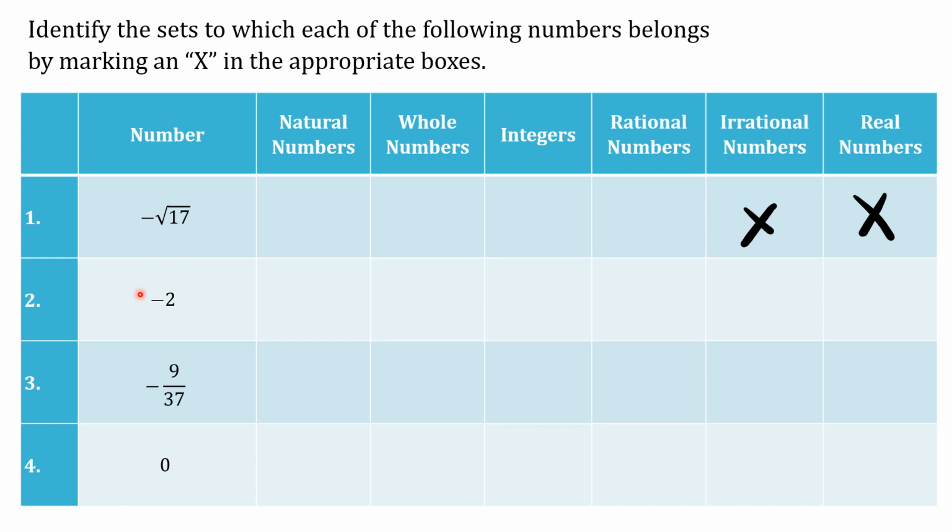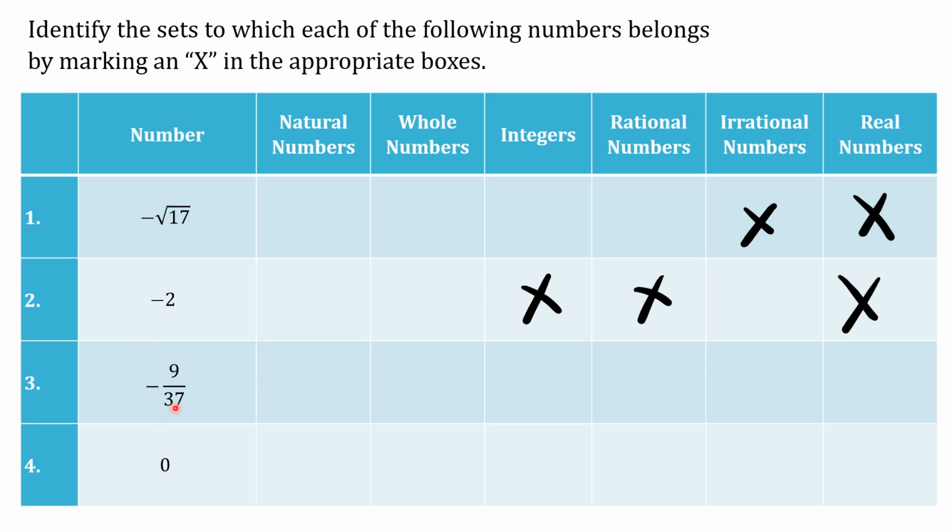All right, next line we have negative 2. So it's negative. That means it's definitely not a natural number. It's definitely not a whole number. Is it an integer? Yes, it is. Is it a rational number? Could you write it as a fraction? Yeah, you could do negative 2 over 1. So it is a rational number. And integers and rational numbers, those are both part of the larger set of real numbers. So it's also a real number.